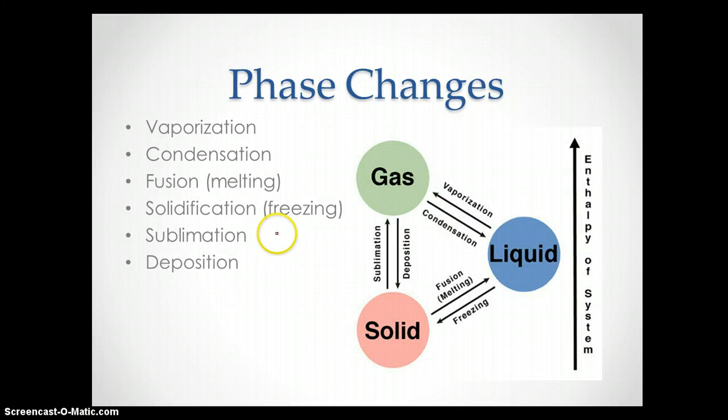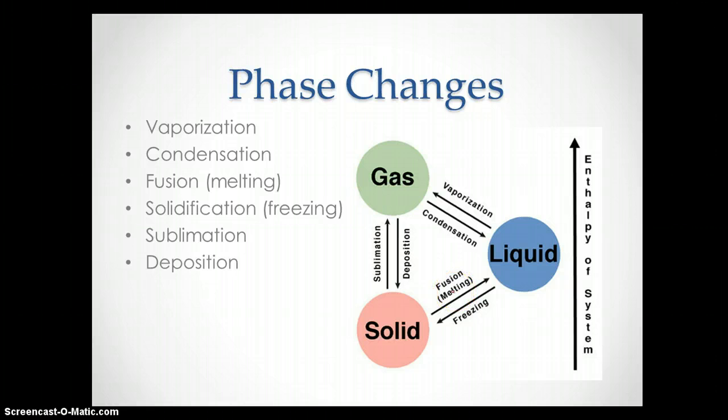Now let's define these phase changes. When we change from a gas to a liquid, we call that condensation. From liquid to gas, we call vaporization. When we change from a liquid to a solid, that's freezing or solidification. And from solid to liquid is called fusion, which is also considered melting.